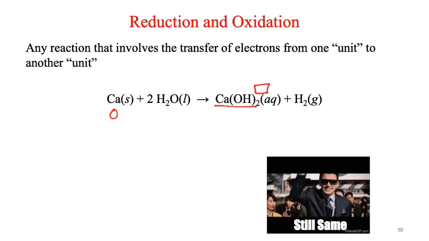Hydroxide, we know, is a -1 from nomenclature, because you were told to memorize it. There's 2 of them, which means the calcium must have a +2. What is charge? The balance of electrons and protons. So to go from a 0 to a +2, what happened?